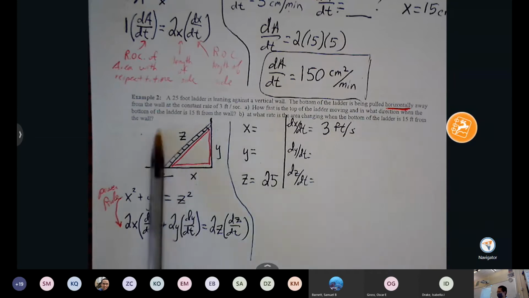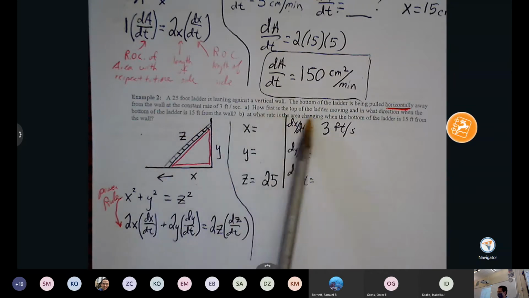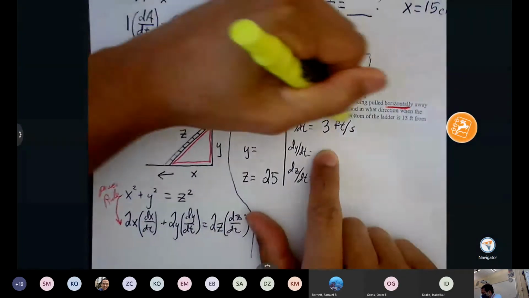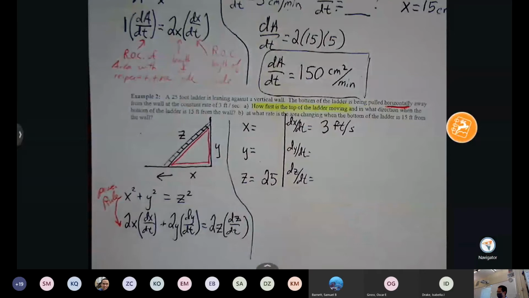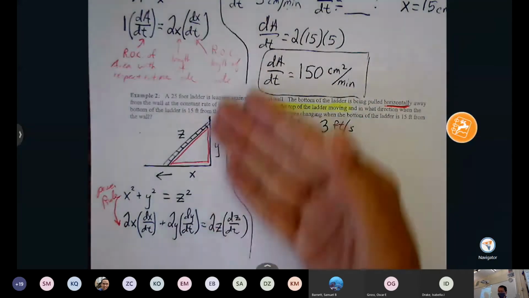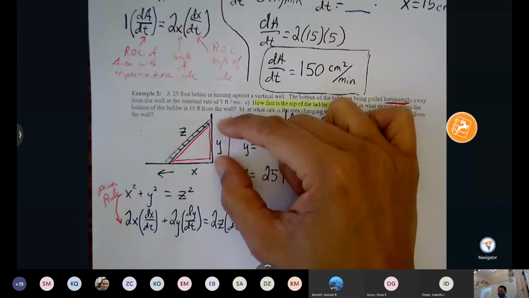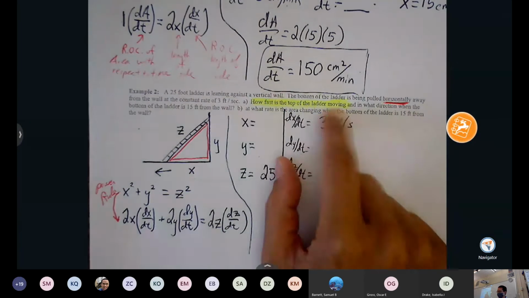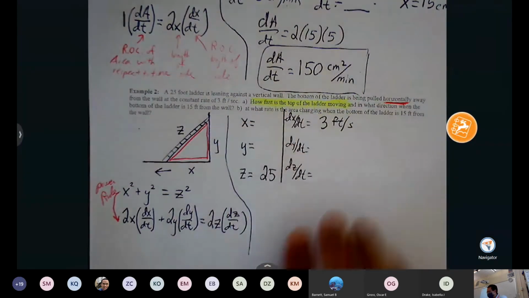Okay, good. Next up, how fast is the top of the ladder moving, and in what direction? So what do you think that is referring to? That's what we're looking for. That's ultimately the variable that we're trying to solve for in this problem. But what is that referencing? That's dy dt, right? If you can visualize the top of the ladder sliding down, that vertical motion is referring to y, but it's a motion, right? It's a how fast. You see moving, so it has to be dy dt. That's the unknown piece that we don't know.